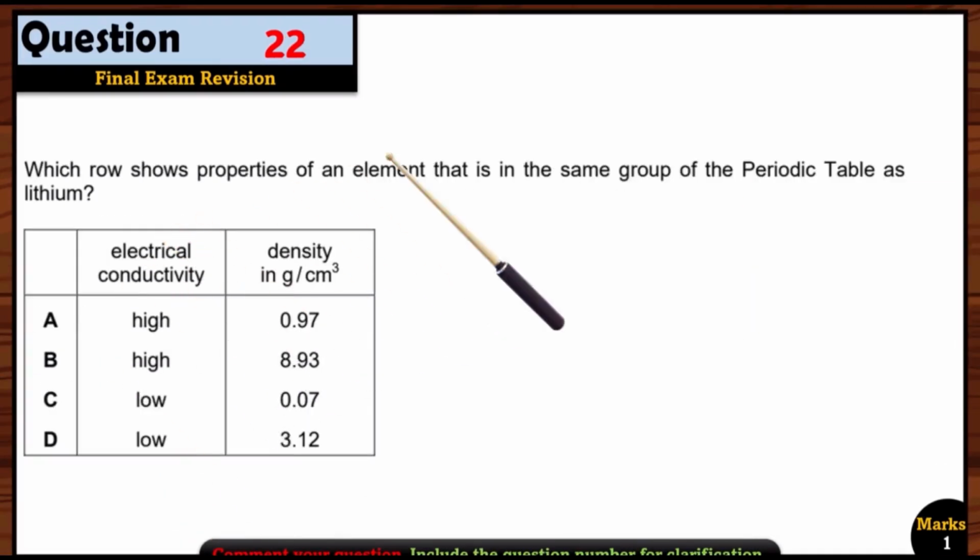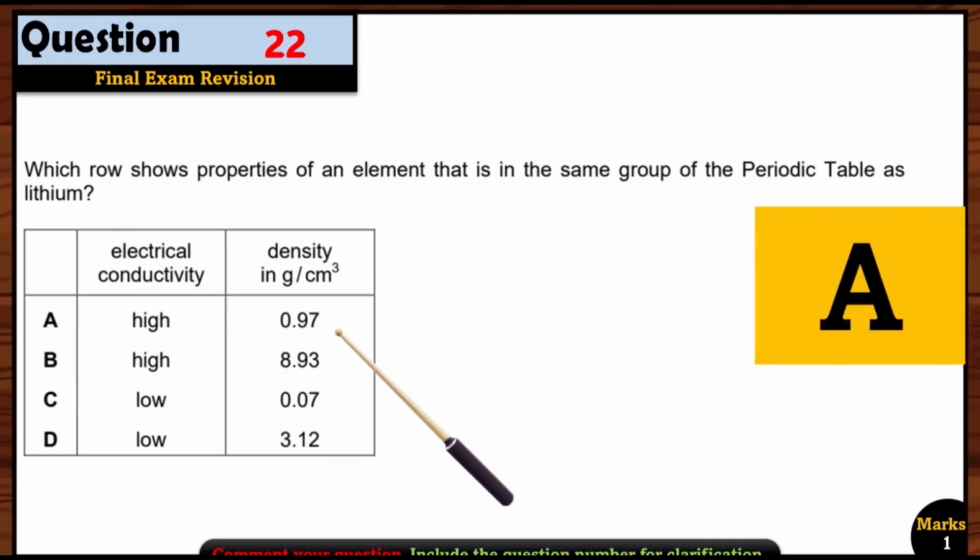Question 22. Which row shows the properties of an element that is in the same group of the periodic table as lithium? Same group means it belongs to group 1. So electrical conductivity should be high, right? What about the density? Density should increase down the group. Lithium density is around 0 point something, so 0.97 can be the right option here. 8.93 is not right, because this is the density mostly for the transition metals, right?